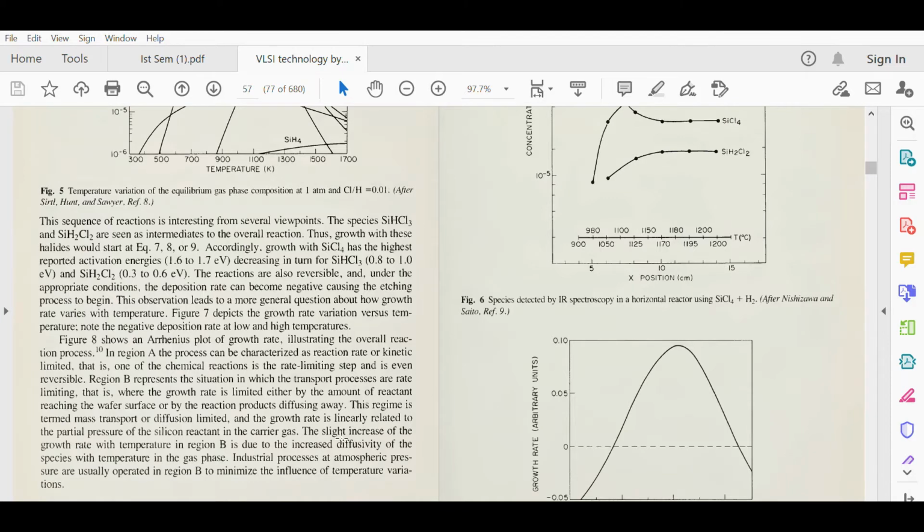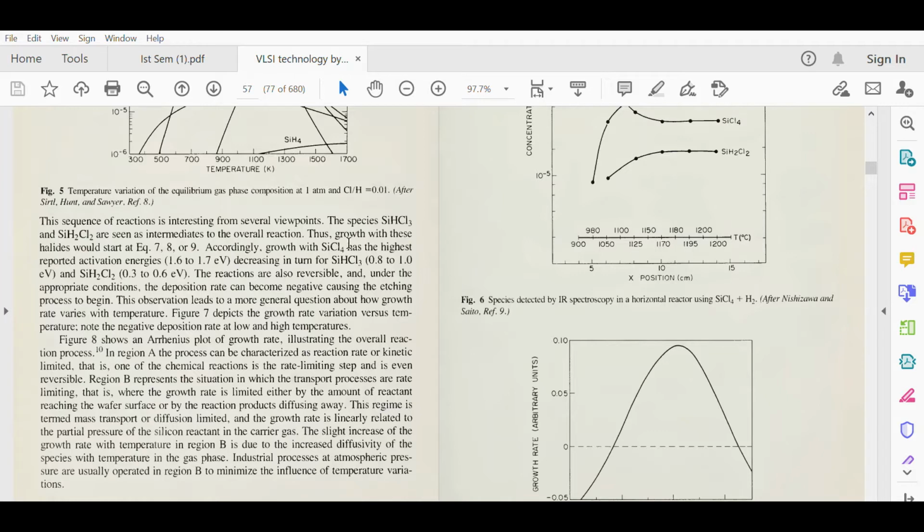Yeah. So let me complete this. The sequence of reactions is interesting from several points of view. The species SiHCl3 and SiH2Cl2 are seen as intermediates, or you can call them a subproduct or byproduct, of the overall reaction. Thus, growth with these halides would start at equations 7, 8, and 9, already discussed.